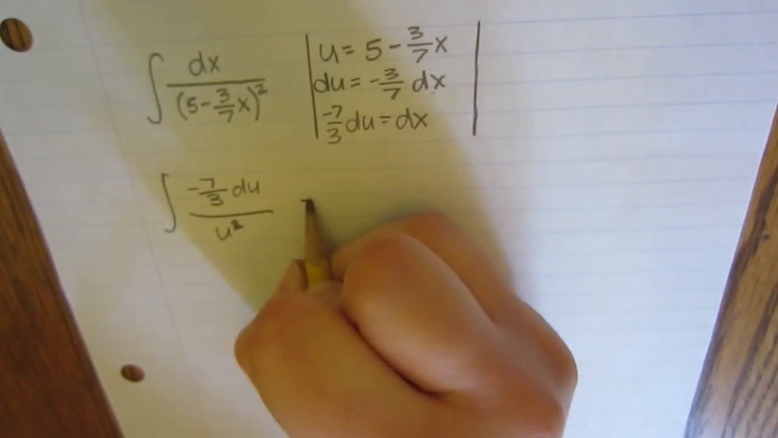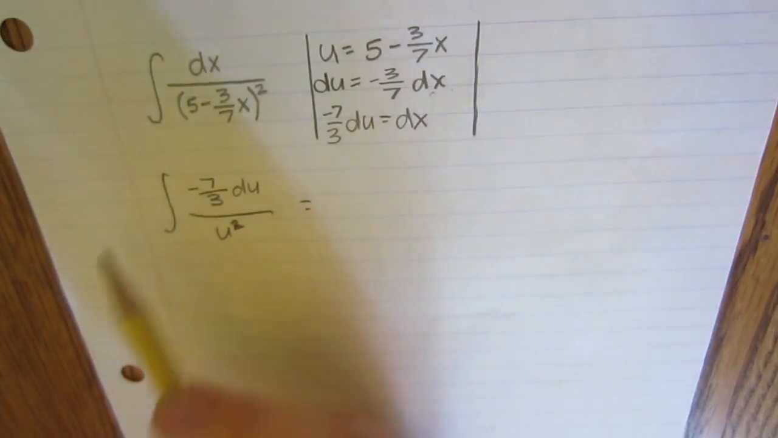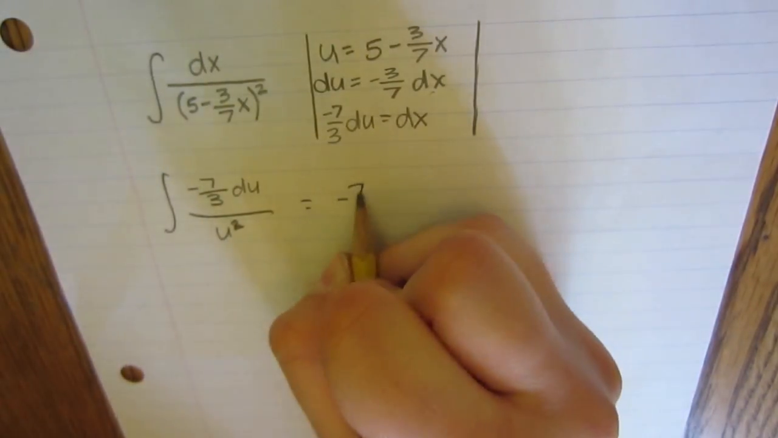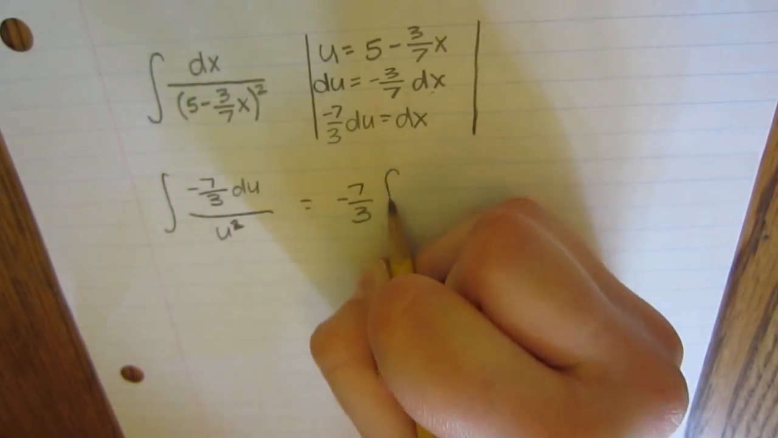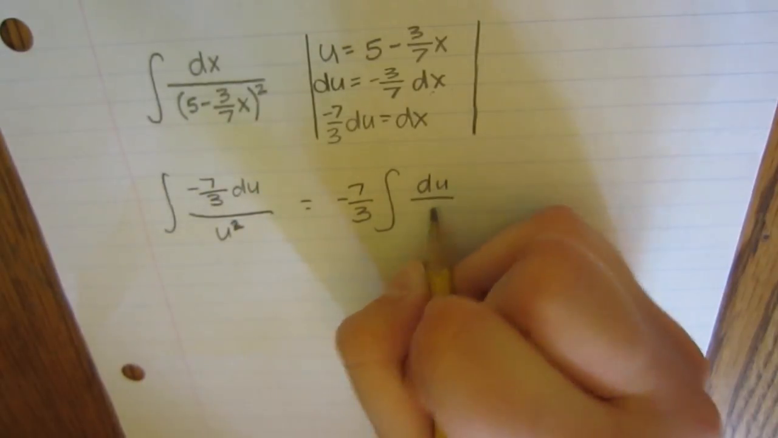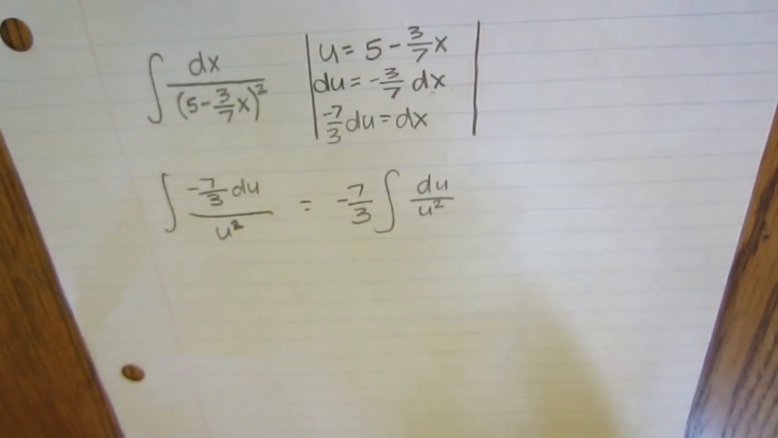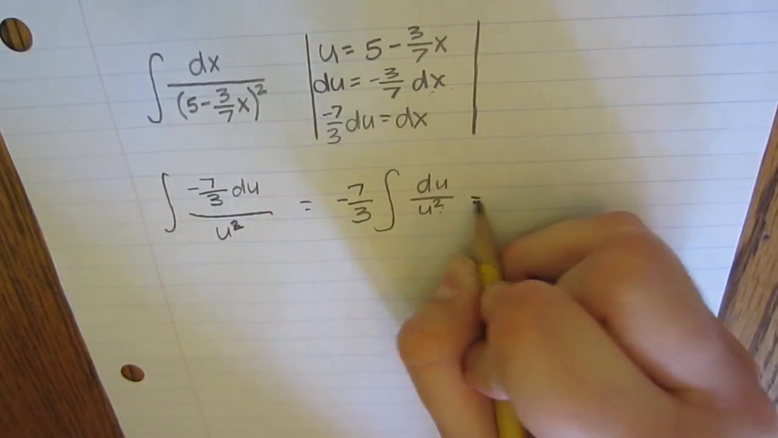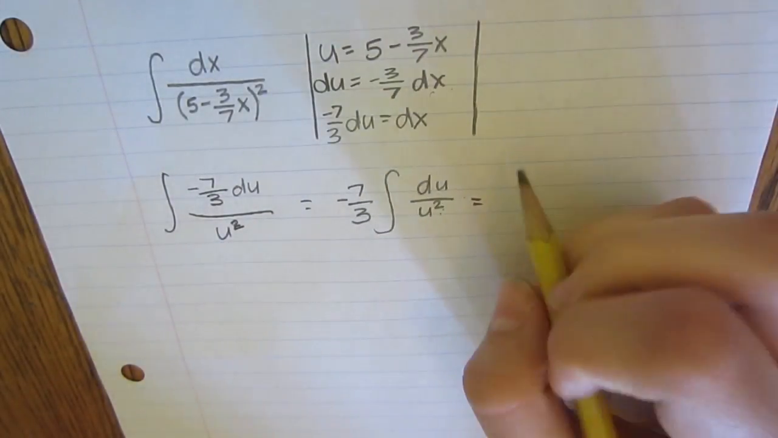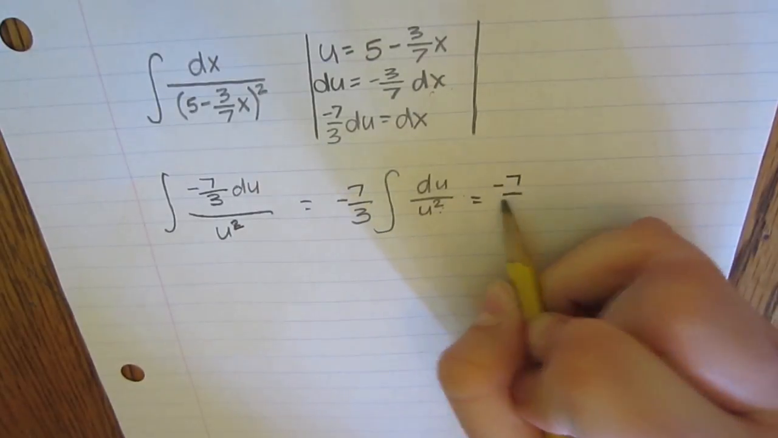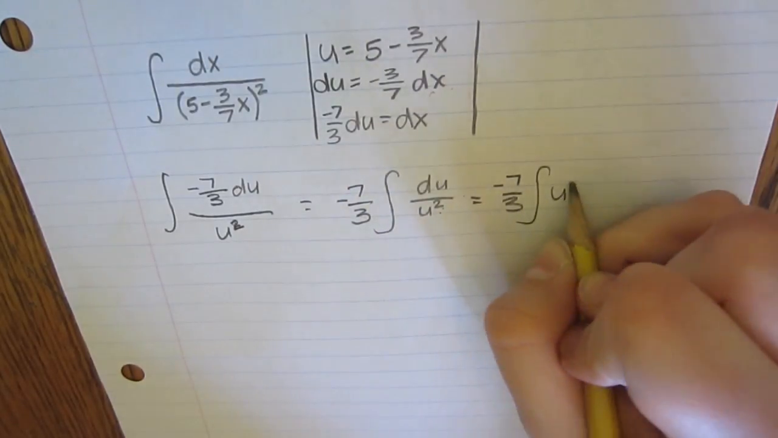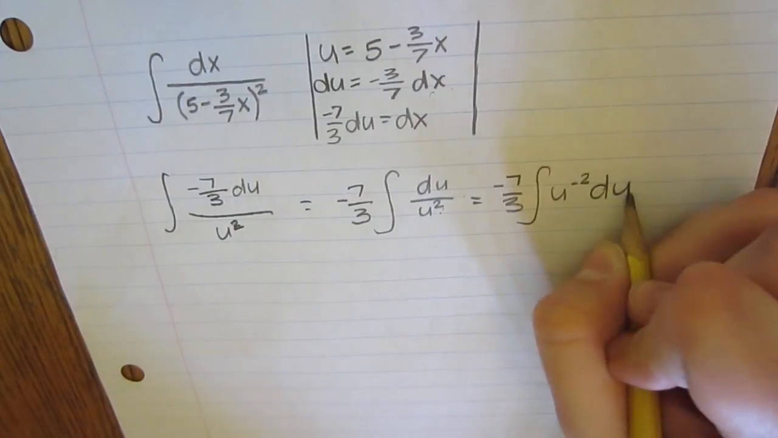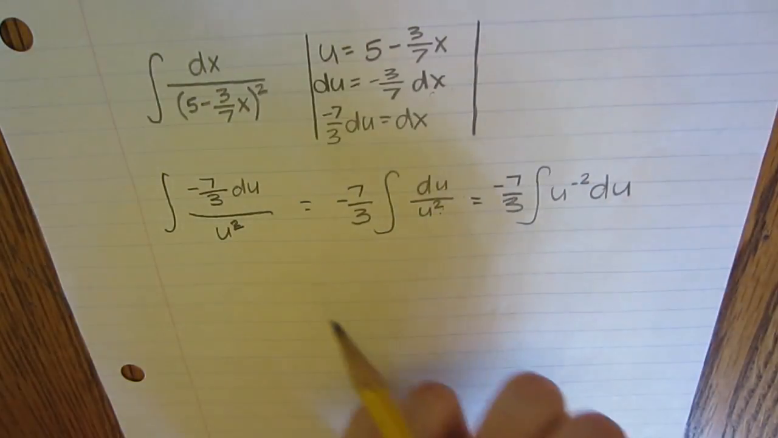And then we can take this negative 7 thirds out of the integral, so it will be negative 7 over 3 times the integral of du over u squared. And then we can bring this u squared to the top by making it a negative power. Negative 7 thirds integral u to the negative 2 du. And then we'll take the integral of that.